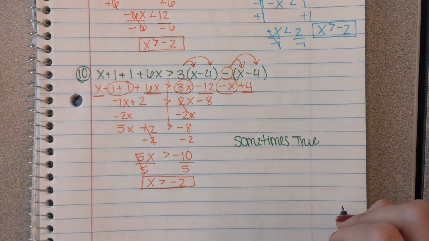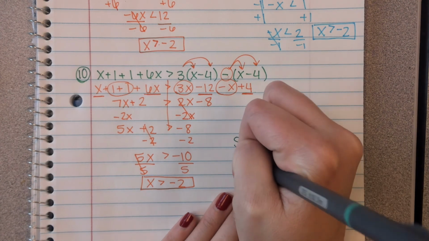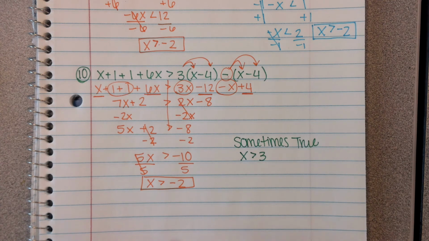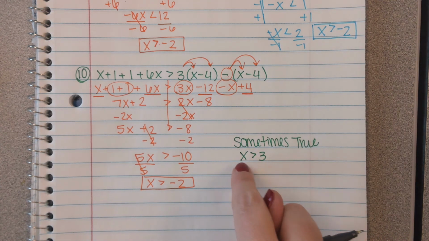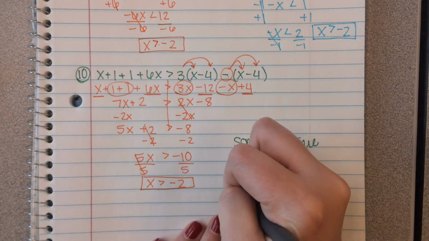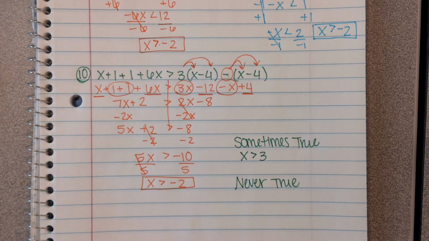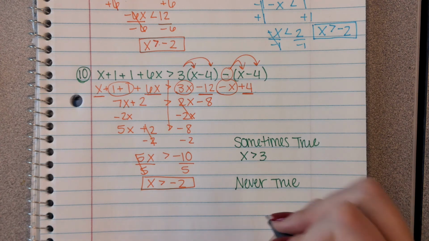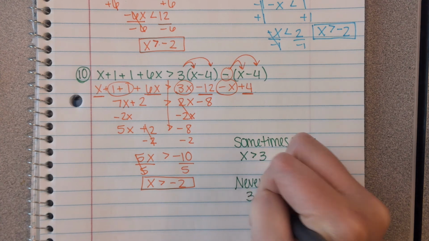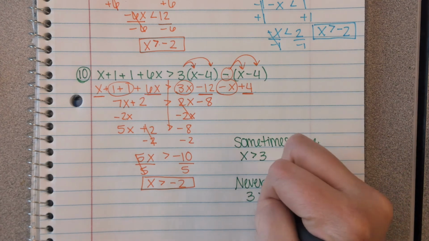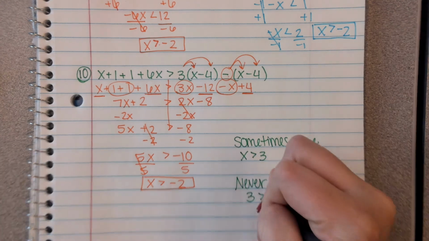The same kind of thing is true here. If you have x is greater than 3, that's a sometimes true, okay? Because it's true if you use a number greater than 3. We also had never true, and that was when we had numbers like 7 equals 8 or 0 equals 20. That's never true. So the same kind of thing would be here. If you have 3 is greater than 7, is 3 ever greater than 7? No, that doesn't work. That's never true, okay?